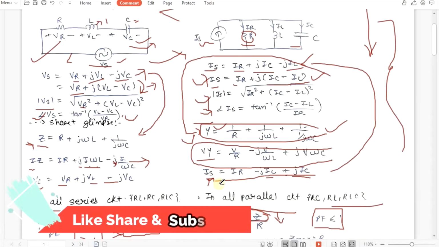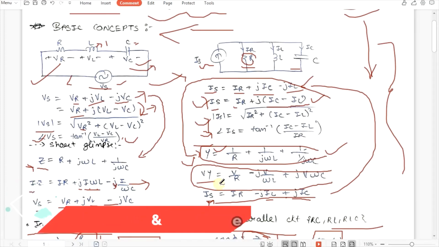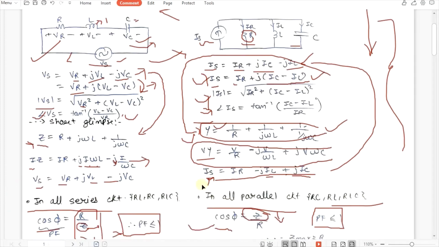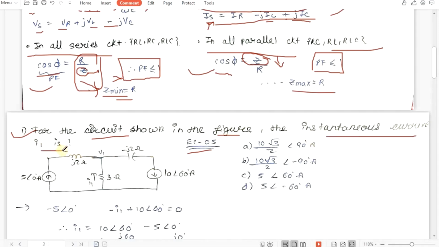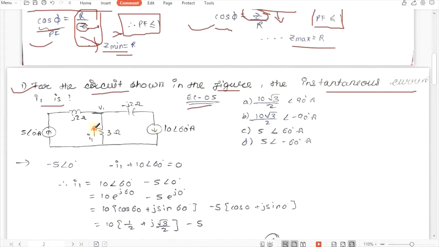So this was the basic concept that you should know before you solve the sums of phasor circuits. So let's start solving the sums. This is the first sum from EC 2005. The question is: for the circuit shown in the figure, the instantaneous current I1 is. This is a circuit where you have to find this I1, and the options are present here.